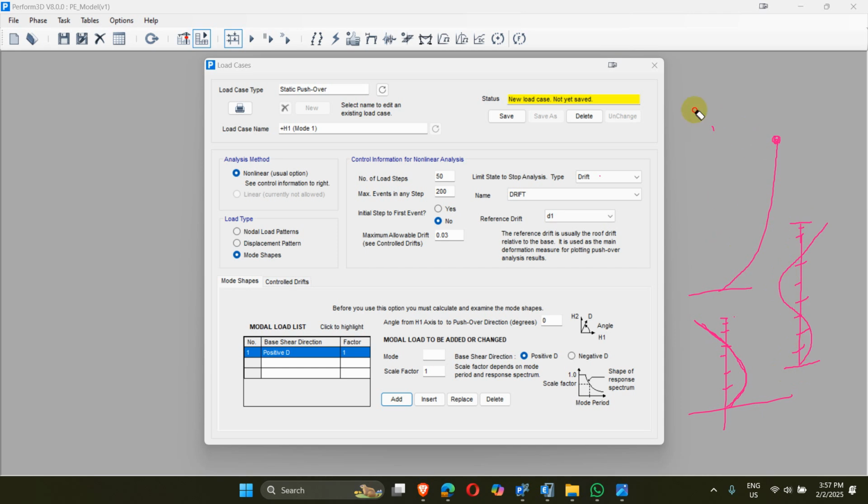So in this way, the pushover load case can be set in the structure, and after this, in the next video, we will go for the definition of the load case series and run the pushover analysis, and we will see the pushover curve.